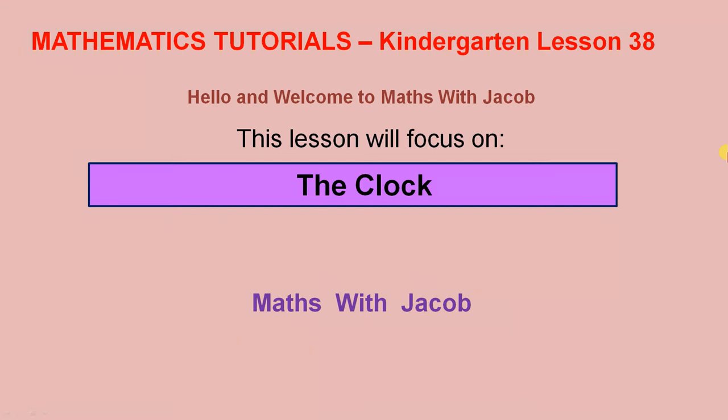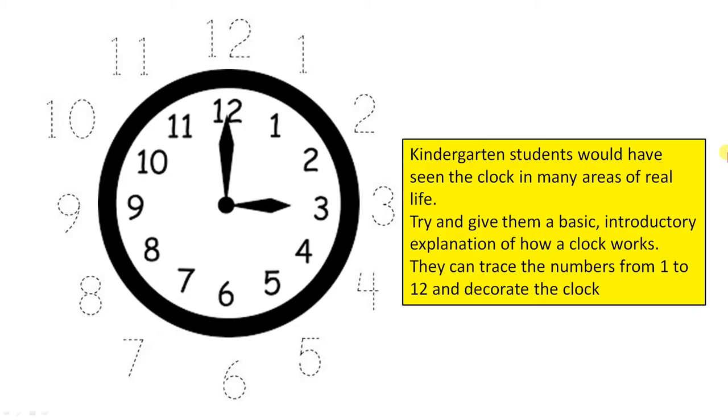This lesson will focus on the clock. Kindergarten students would have seen the clock in many areas of real life. Try and give them a basic introductory explanation of how a clock works. They can trace the numbers from 1 to 12 and decorate the clock. So that's a very simple exercise here and they will enjoy doing that.